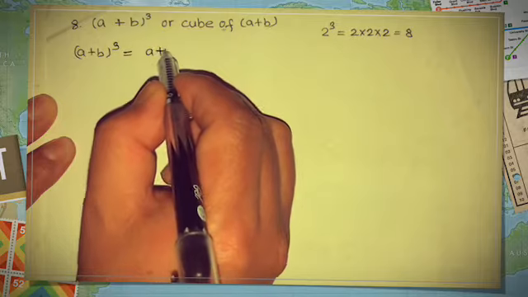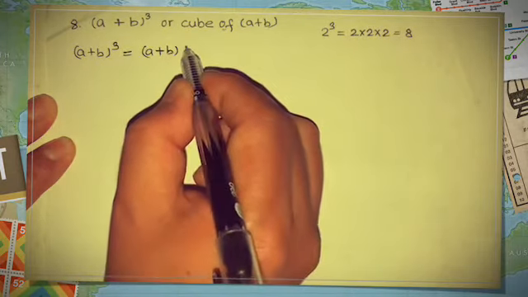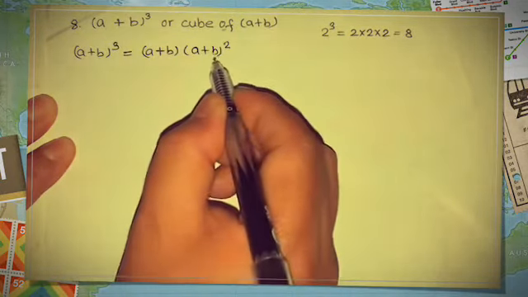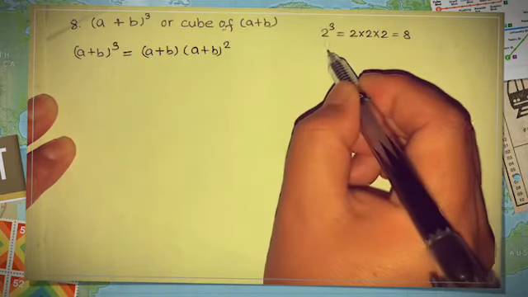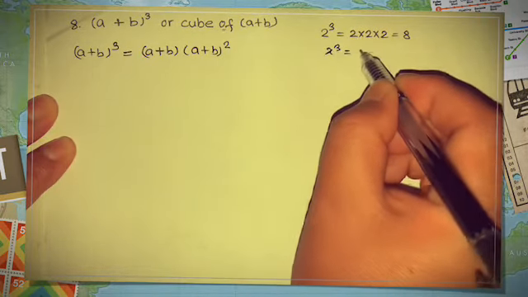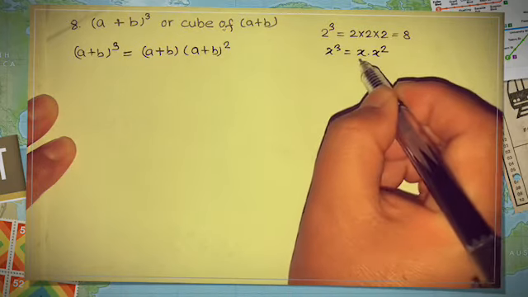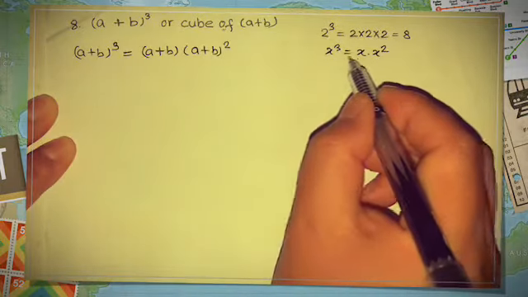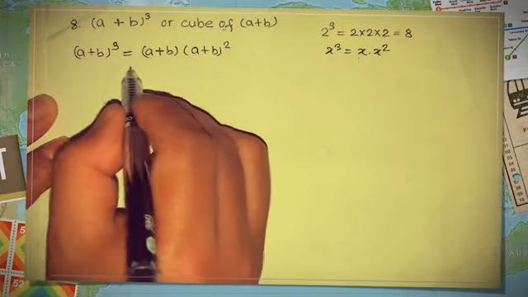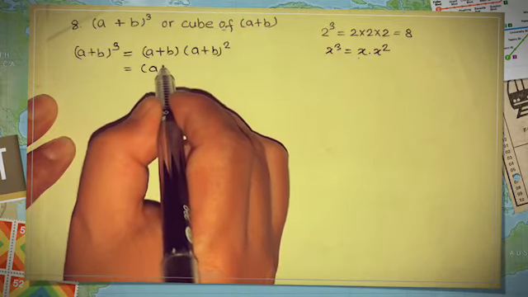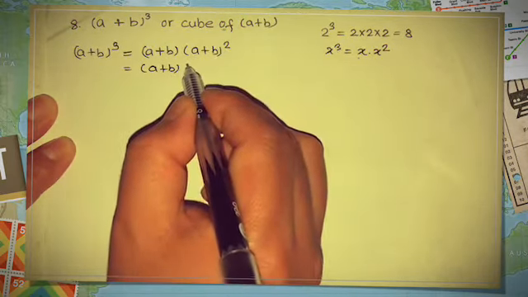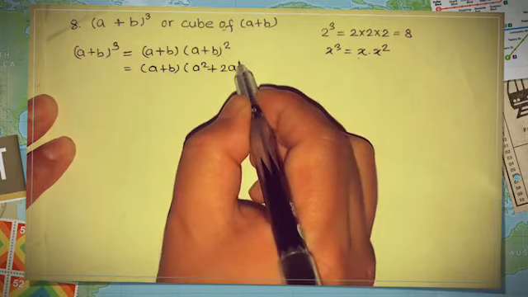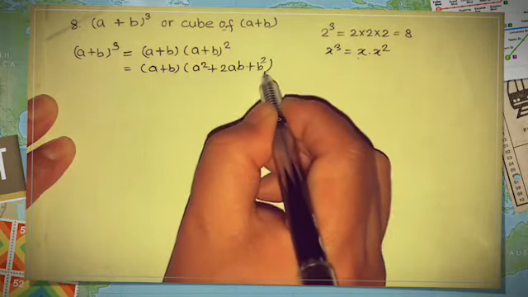(a plus b) whole cube can also be expressed in this form: (a plus b) and (a plus b) whole square. x cube we can express in this way, so the same thing is done here. This is the case of 1 term and this is the case of 2 terms. This formula we know: (a plus b) whole square is a square plus 2ab plus b square.